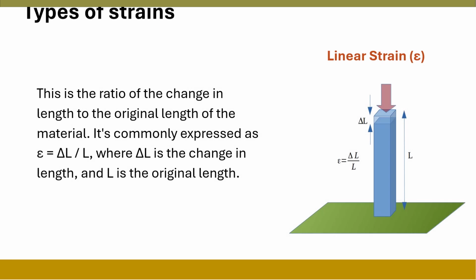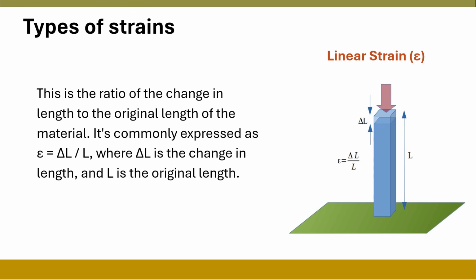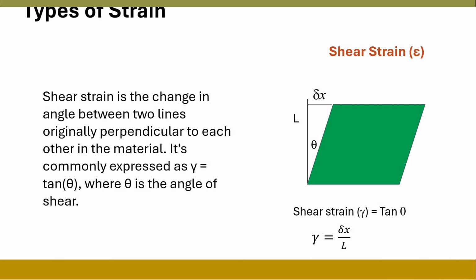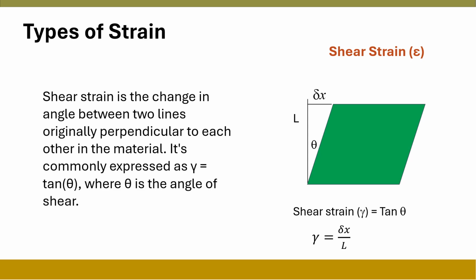Linear strain is the ratio of the change in length to the original length of the material. It's commonly expressed as epsilon equals delta L divided by L, where delta L is the change in length, and L is the original length. Shear strain is the change in angle between two lines originally perpendicular to each other in the material. It's commonly expressed as gamma equals tan theta, where theta is the angle of shear as shown in the figure.